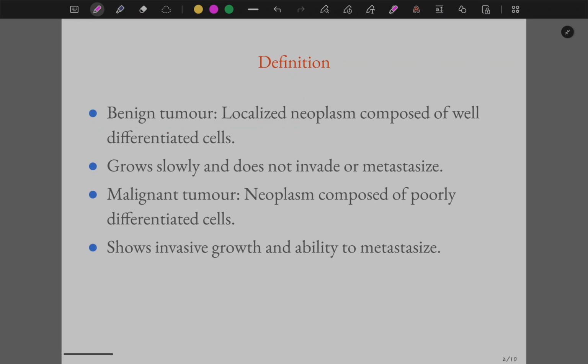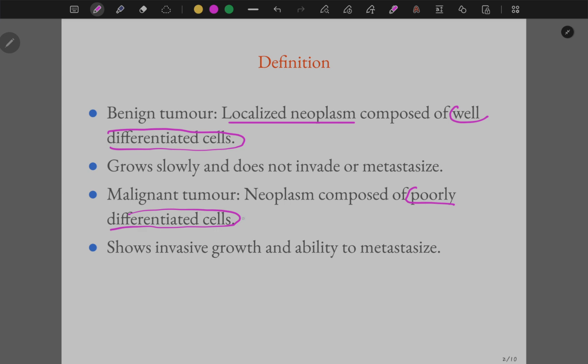So what are benign tumors? Benign tumors are localized neoplasms composed of well differentiated cells. Benign tumors contain well differentiated cells, while malignant tumors contain poorly differentiated cells. So both are neoplasms: a benign tumor is a localized neoplasm composed of well differentiated cells, and a malignant tumor is a neoplasm composed of poorly differentiated cells.